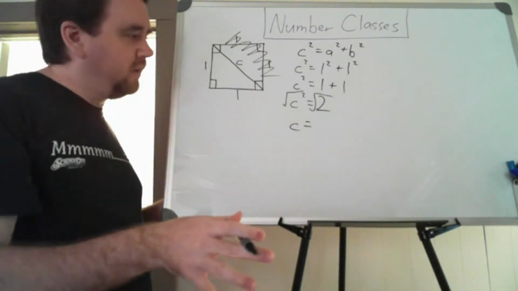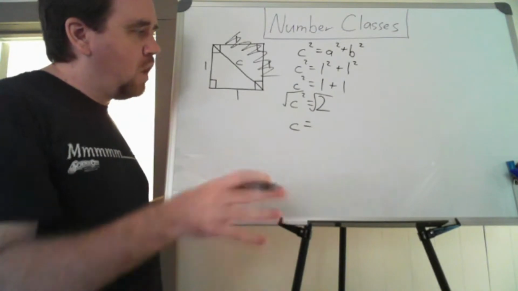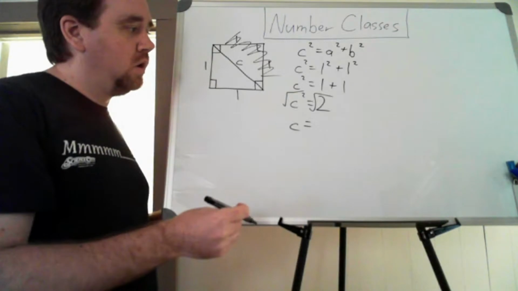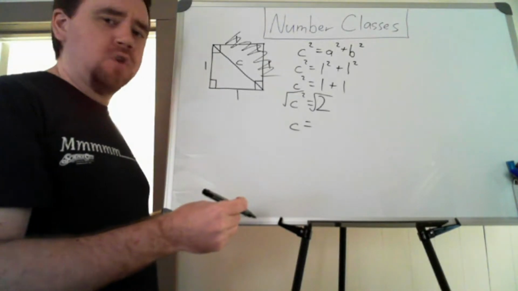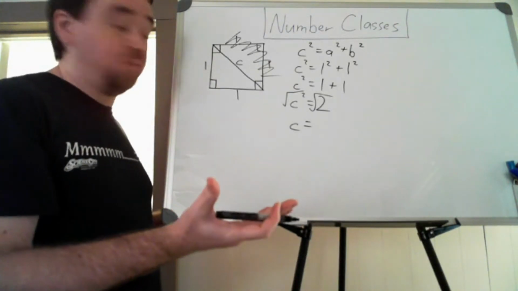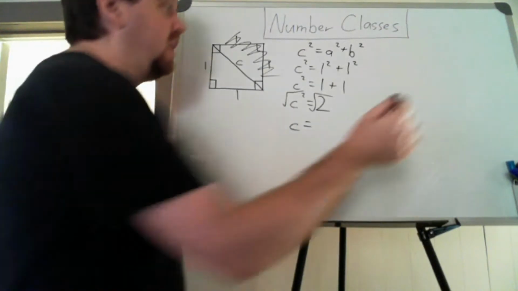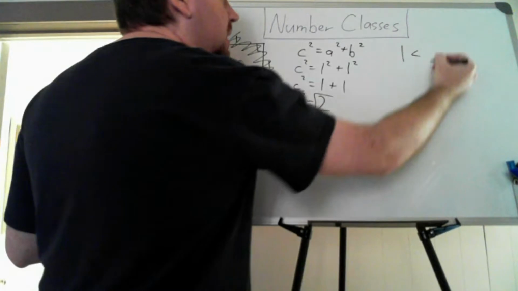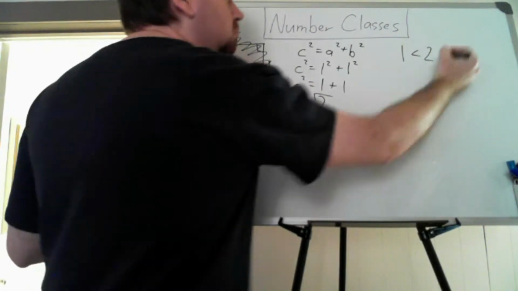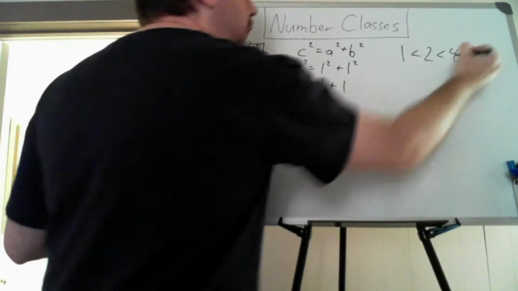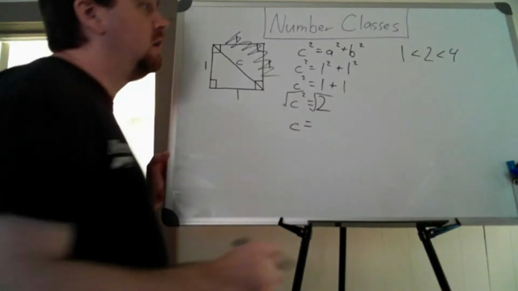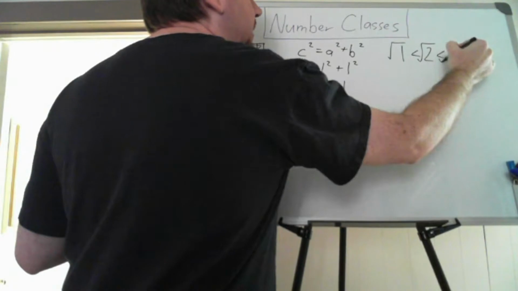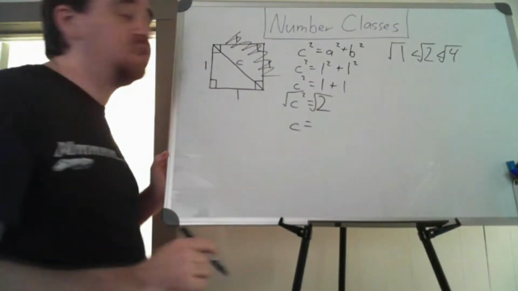All right, let's think about this. What number multiplied with itself equals 2? I have no idea. I guess I could kind of approximate it, maybe. Let's take a look here. Let's do this off to the side. I could say 1 is less than 2 is less than 4. That's a nice true statement. And I can take the square root, or more accurately, the positive square root of all three terms.